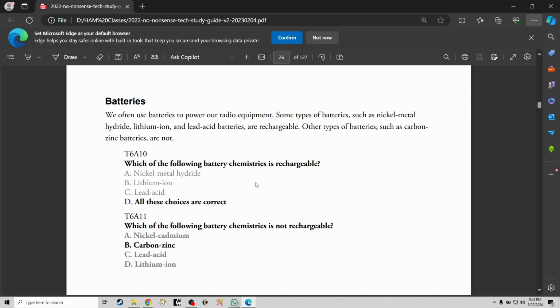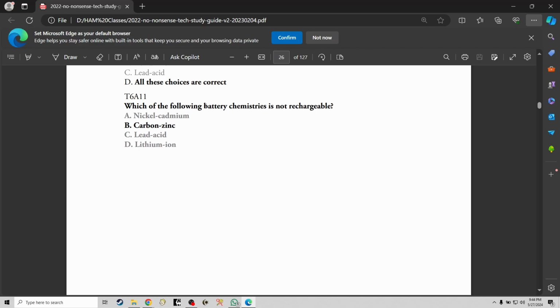So, which of the following battery chemistries are rechargeable? Of course, we were just talking about the three kinds: the nickel, the lithium ion, and the lead acid. They're all rechargeable. They're not as safe as lithium ion, but they are rechargeable. They definitely are. There's no doubt about that. Which of the following battery chemistries are not rechargeable? The carbon zinc, your Duracells, all right, are not rechargeable.